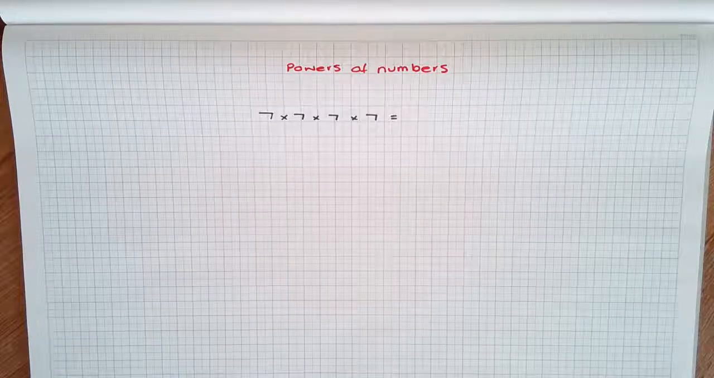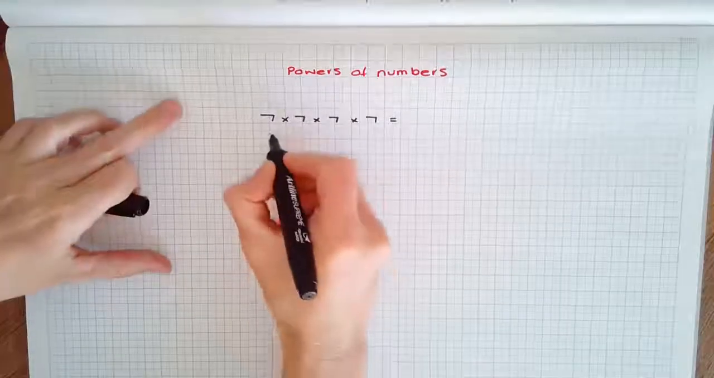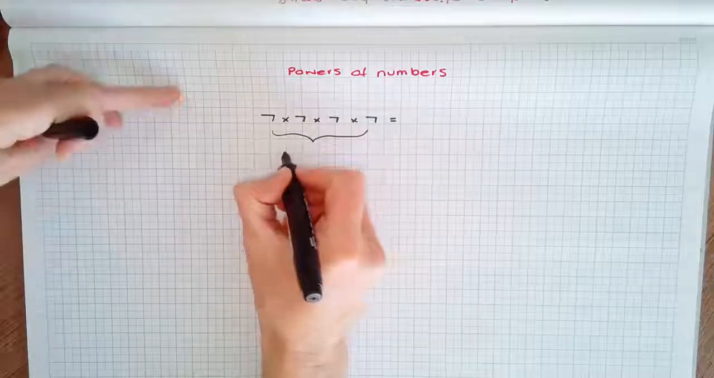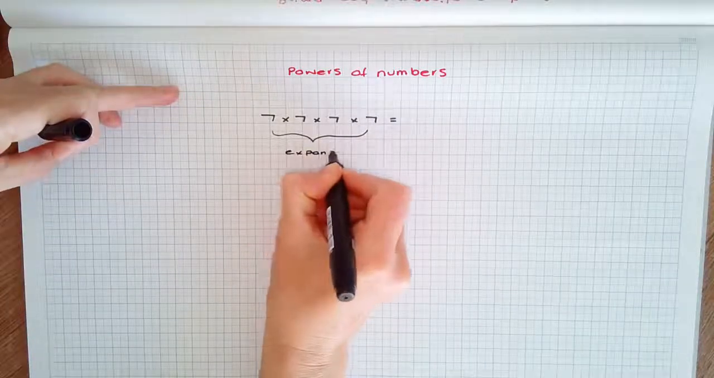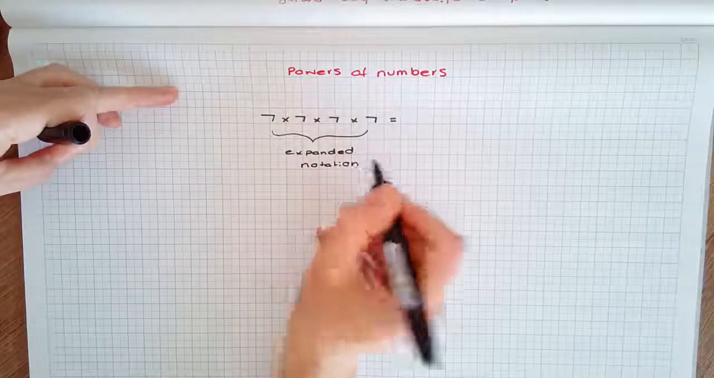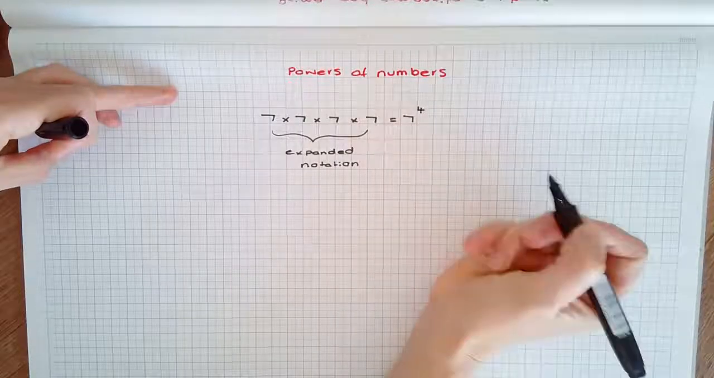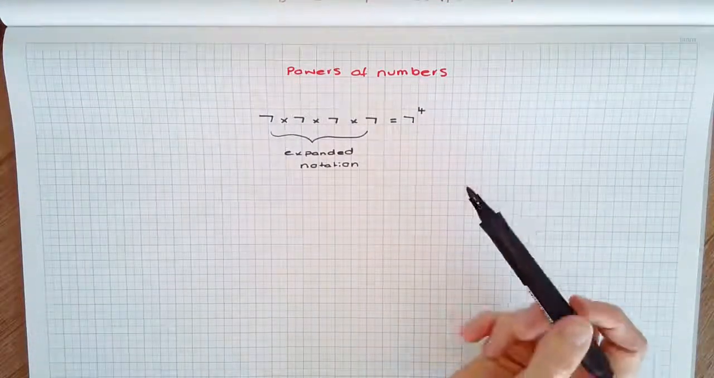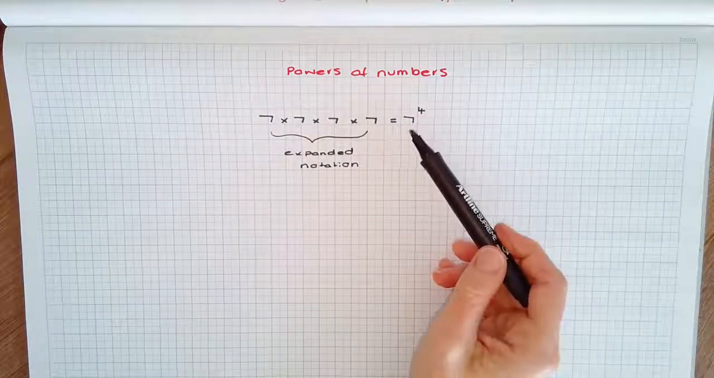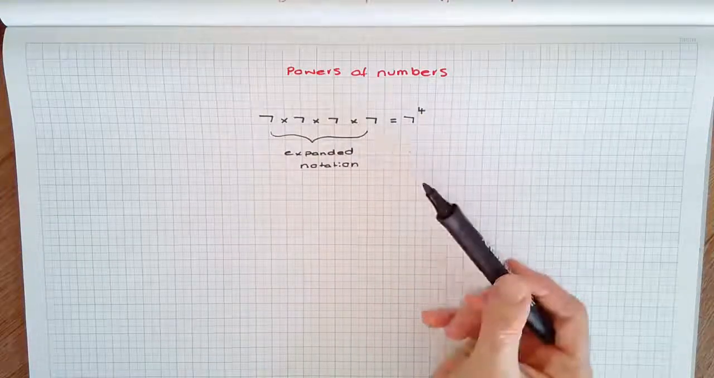In this video, we're going to have a look at powers of numbers. For the sum 7 times 7 times 7 times 7, we call this expanded notation. We can write it in index notation as 7 to the power of 4. Index notation is used to represent powers. It's a short way of writing a number being multiplied by itself several times.